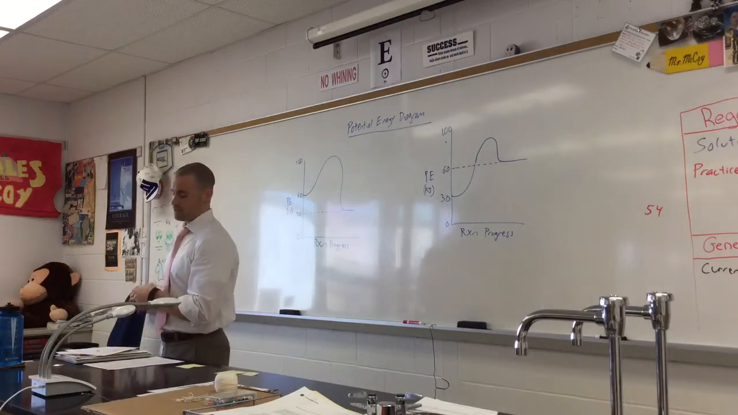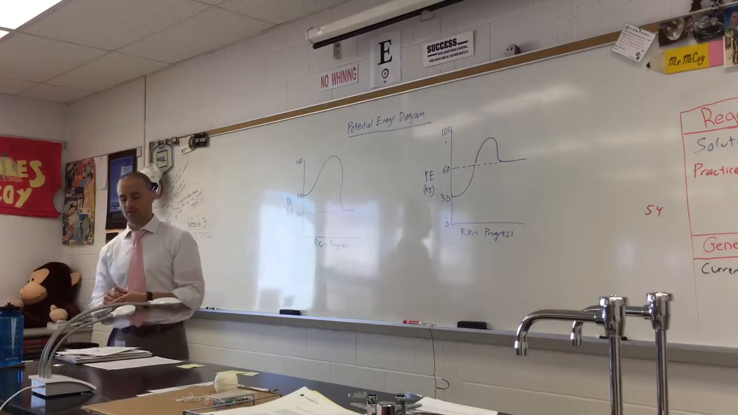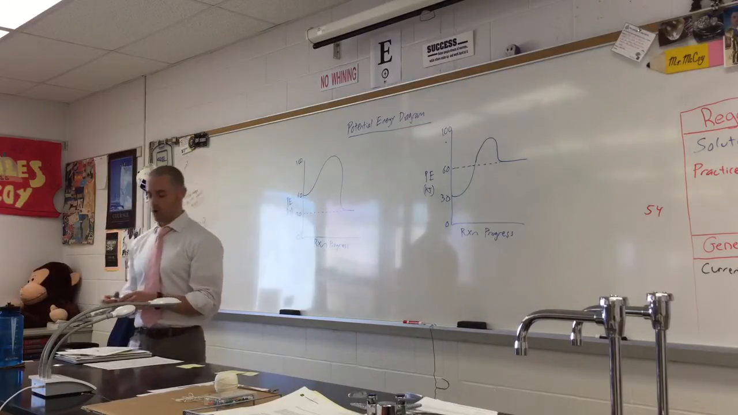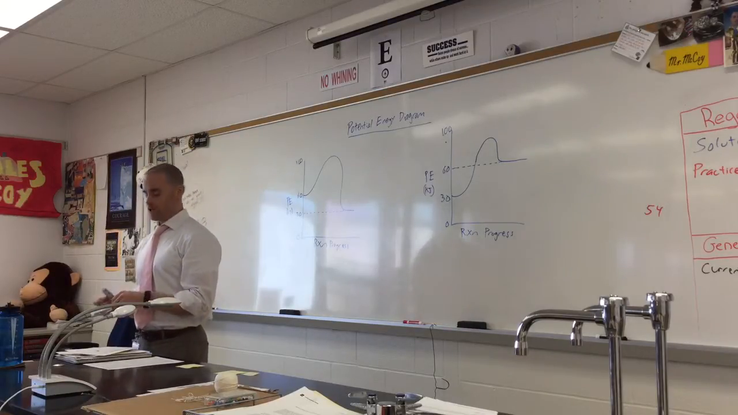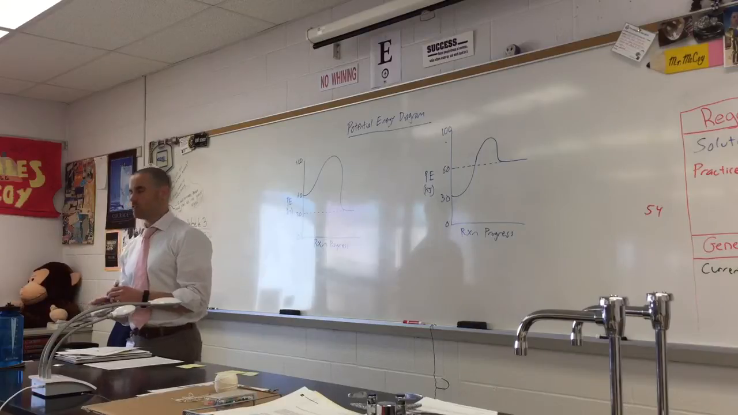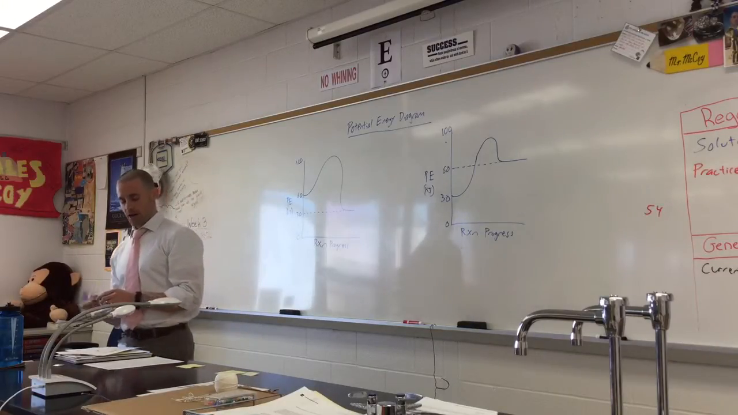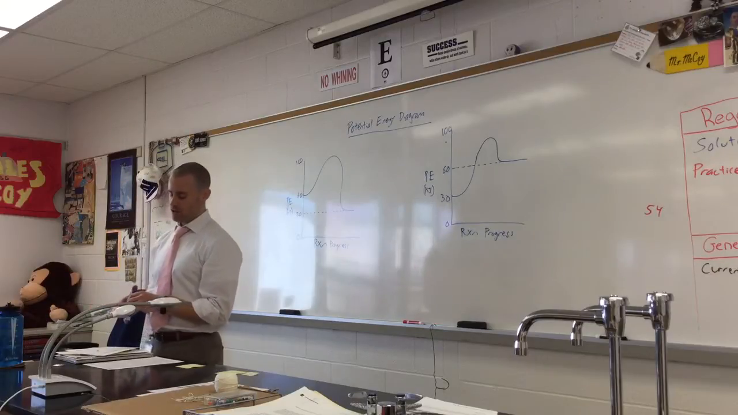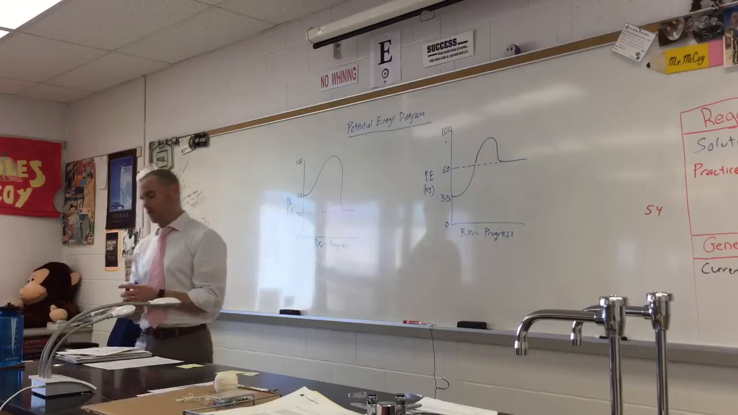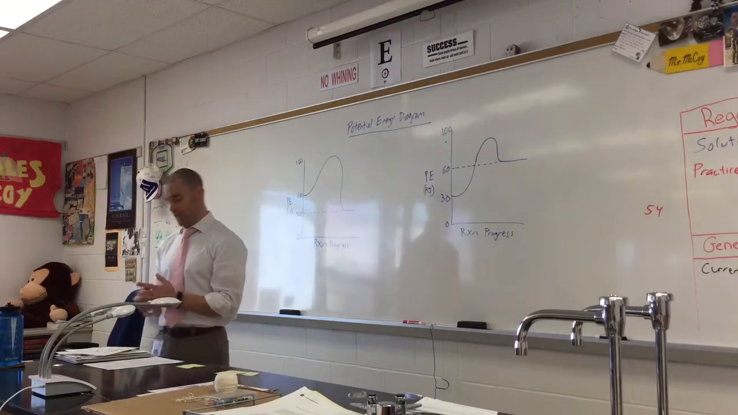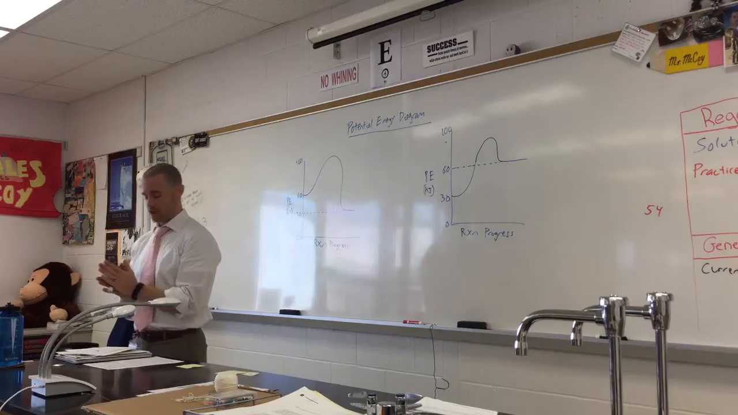Number 2 is activated complex. Number 3, delta H or heat of reaction. Either one. 4, energy of reactants. 5, energy of products. 6, that is the activation energy of the forward reaction with a catalyst. So if you wrote activation energy with a catalyst, that's good enough.